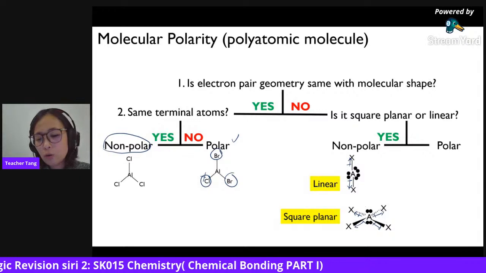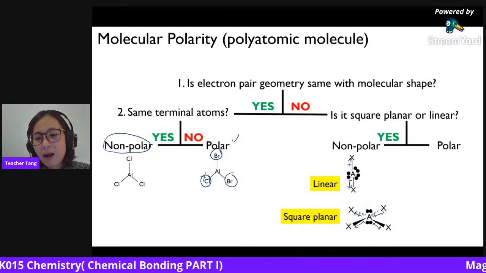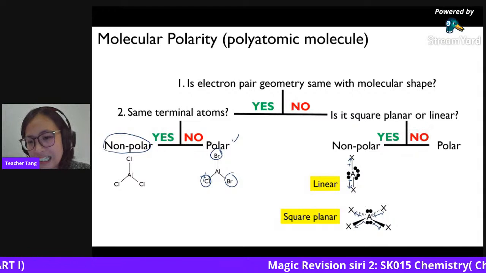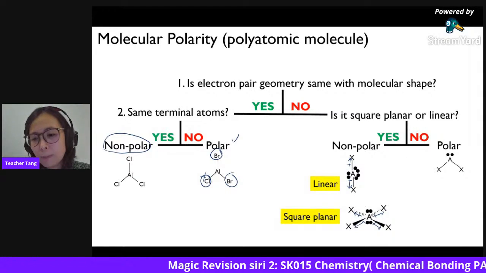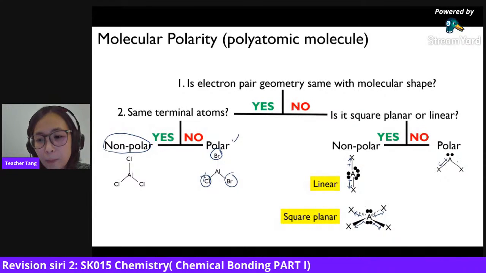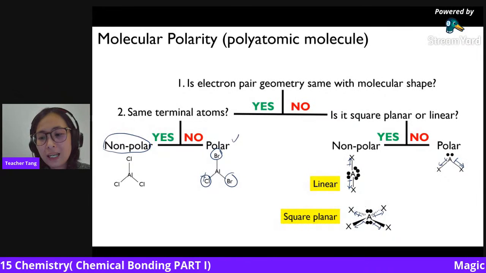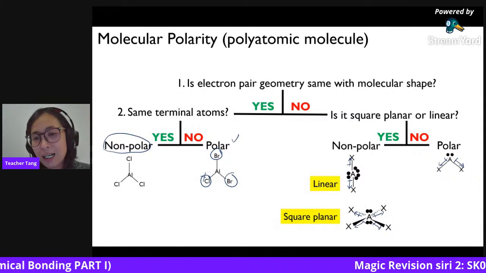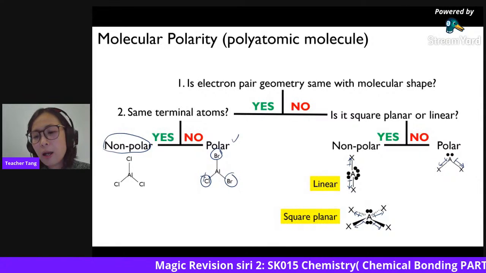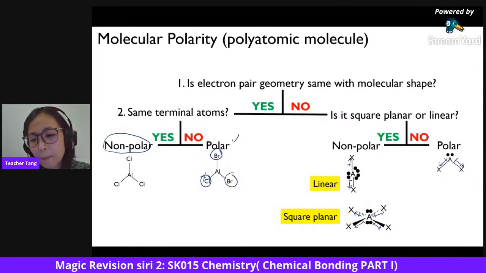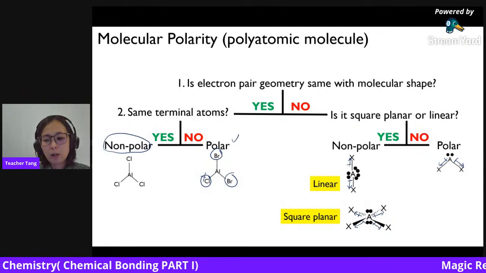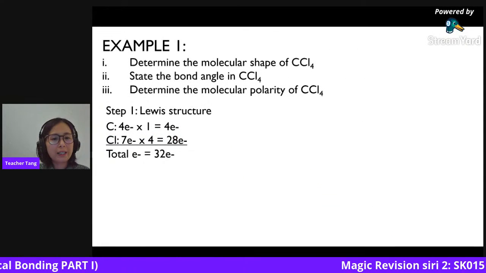You get a non-polar molecule. However, if the molecular shape is not square planar or linear, then you will get a polar molecule. Why? Because the bond dipoles cannot cancel out one another, which means the molecular shape is not symmetrical. If it is not symmetrical, the net dipole moment is not equal to 0. Therefore, you get a polar molecule. Now we move on to look at the examples.